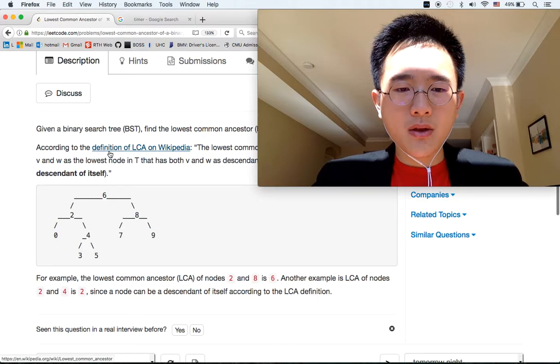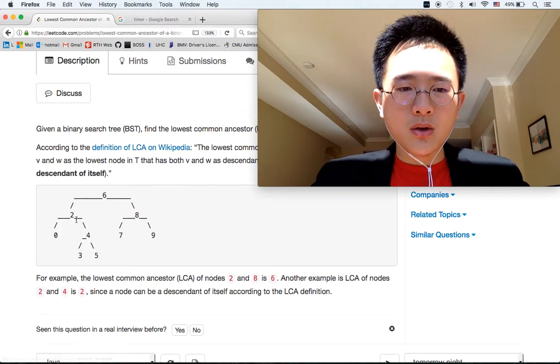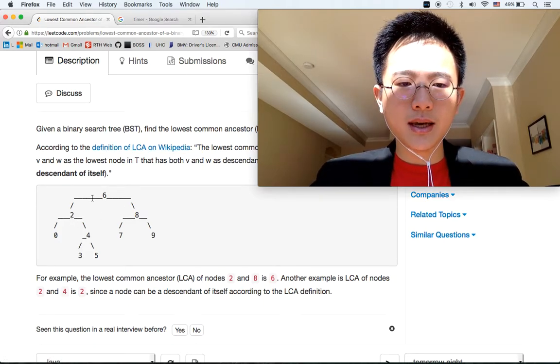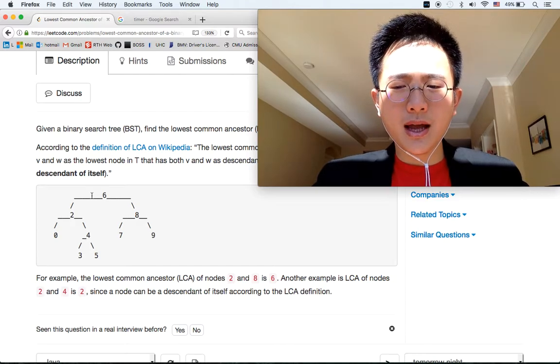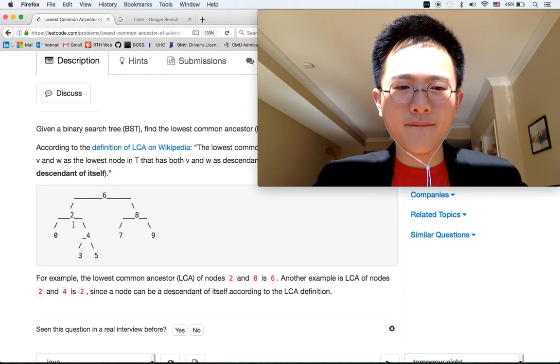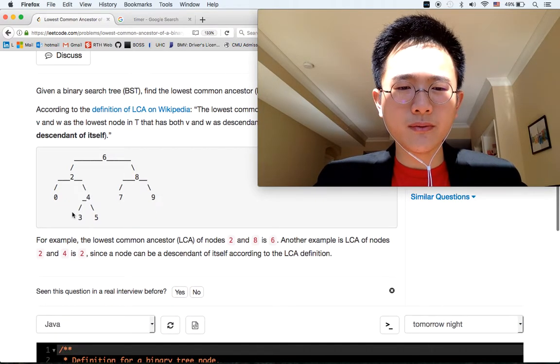For example, the lowest common ancestor LCA of nodes 2 and 8 is 6. Another example is the LCA of nodes 2 and 4 is 2, since a node can be a descendant of itself according to the LCA definition.